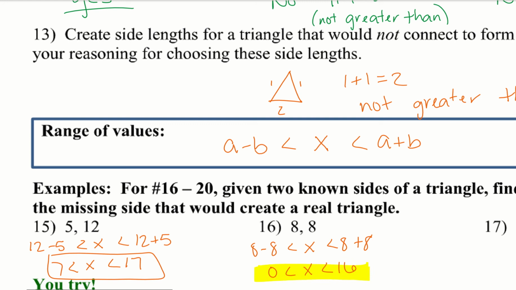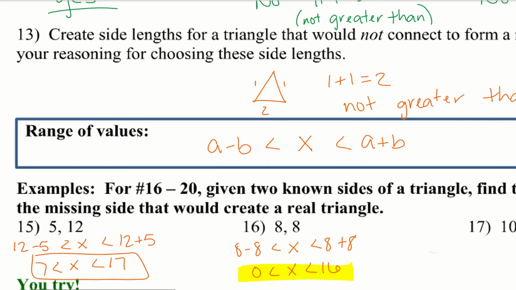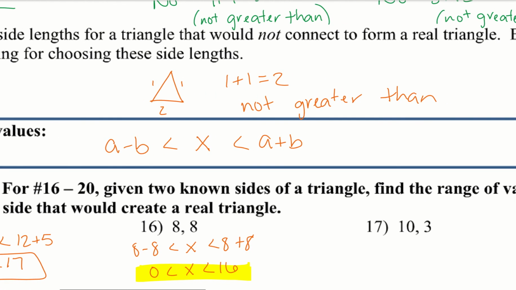All right. And then let's try one more together before you try a few on your own. We have 10 and 3. So I have 10 minus 3, and then we have 10 plus 3. So I have 7 is less than x, which is less than 13. So my x value can be anywhere between 7 and 13, not including 7 and 13. So therefore, it could be 8, 9, 10, 11, or 12.